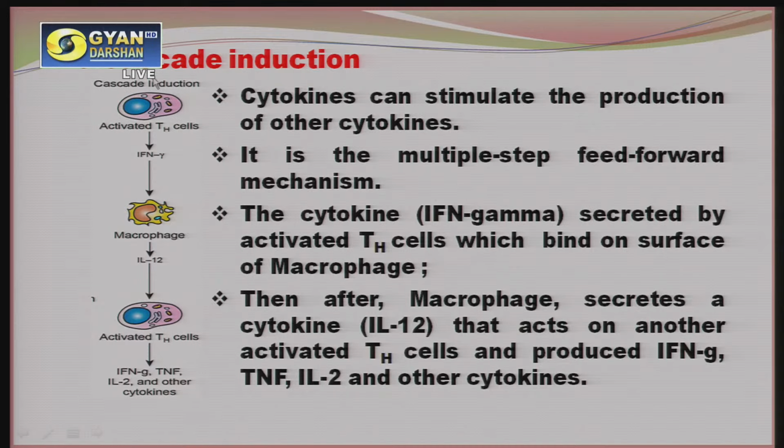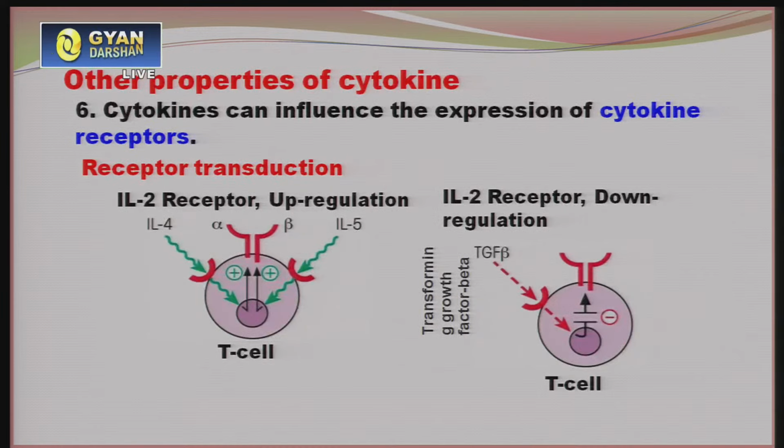It will be maintained during the infection. After infection, the cytokines are produced, and ultimately they activate the T helper cells and the production of antibodies. The other property of the cytokines, here is property 6.